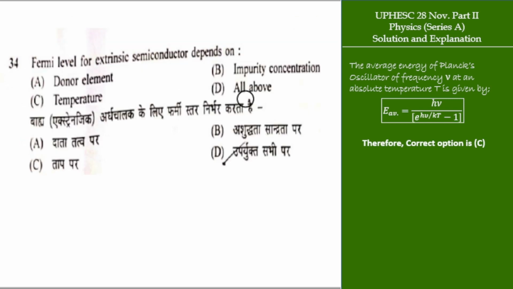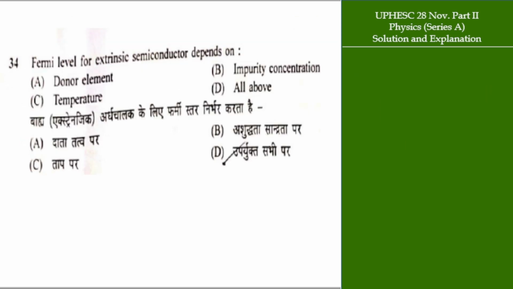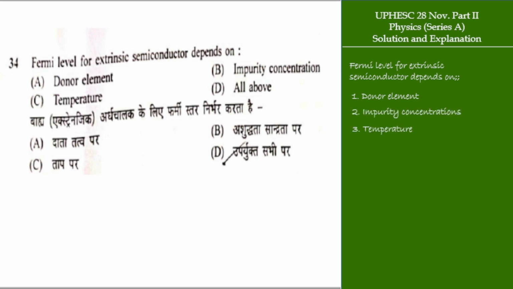In the next question, question number 34, they have asked about the Fermi level for an extrinsic semiconductor and its dependency on different factors. The Fermi level for an extrinsic semiconductor depends on donor and acceptor impurity concentrations and temperature. So the correct option is all of the above. That is option D.